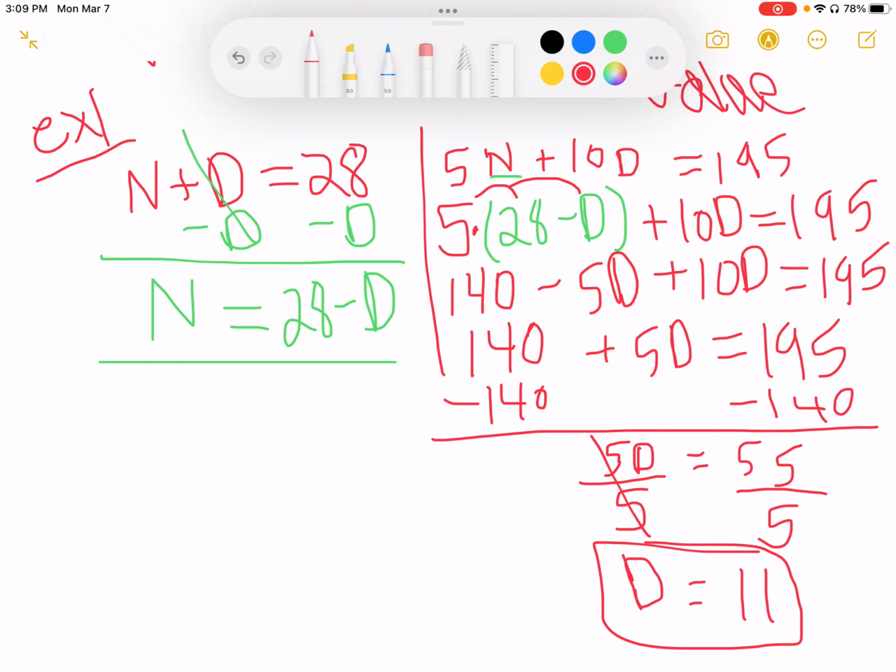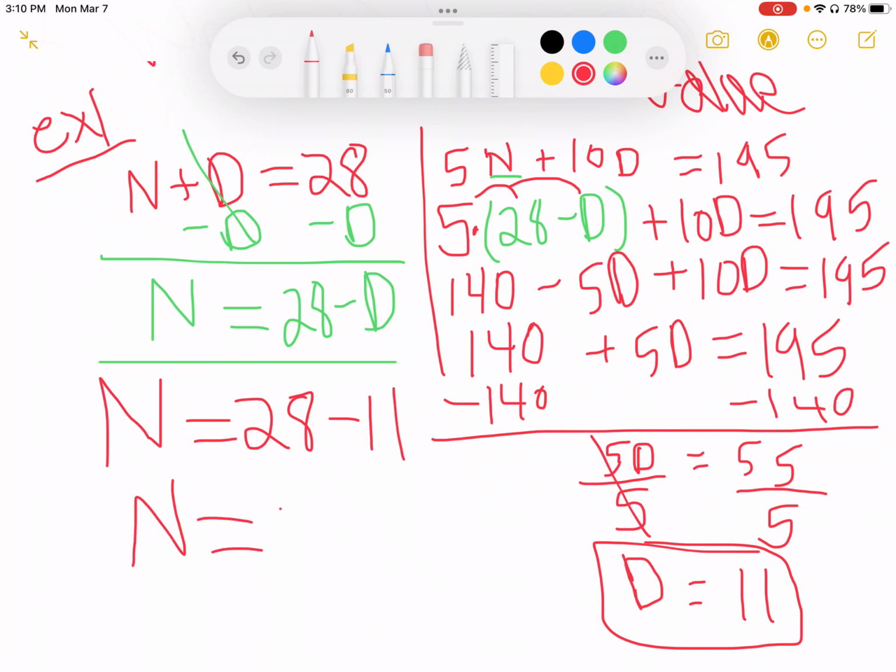And then if I know that's true, then I can go back over here to where my n was, right? So my n is over here, it's 28 minus d. Then just say 28, okay, then 28 minus 11 is my number of nickels. And then I just find that to be n is equal to 17. So that's the short of how we'd solve this here.